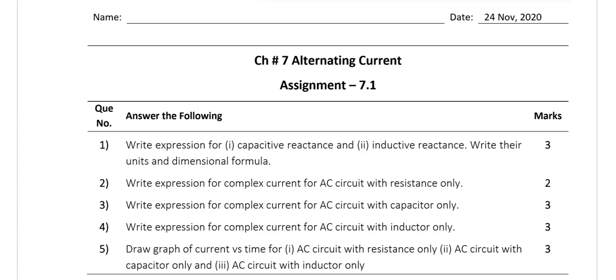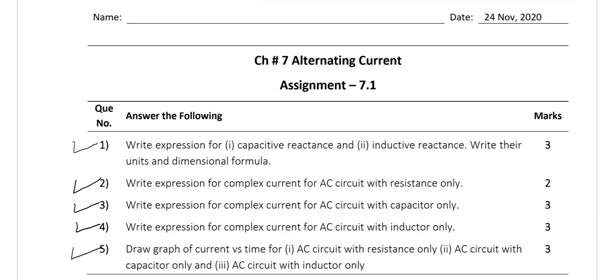Earlier we saw capacitive reactance, inductive reactance, their units, dimensional formula and expression of current with AC circuit having resistance only in the first video. In the second video we had the current expression for the capacitive circuit. In the third video, we saw how to arrive at the expression of current in an AC circuit having only an inductor. And today, in this video, we will compare the graphs of current versus time for these three circuits.